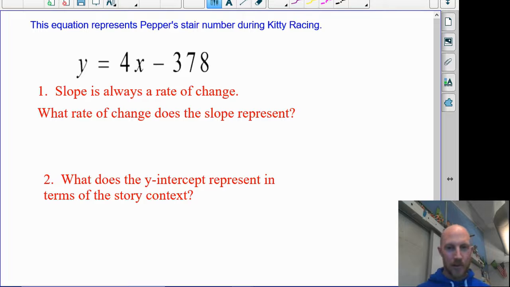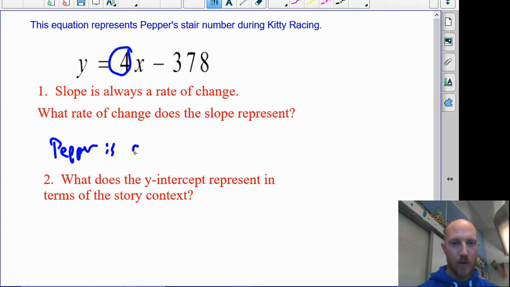Last example, again, they're not actually describing quite enough information that we need here for the kitty racing, but let's just assume it's going by seconds. So this equation represents Pepper's stair number during kitty racing, y equals 4x minus 378. Wow, big numbers. Slope is always rate of change. What's the slope this time? Well, it's that number attached to the x, so 4. Pepper is going up, since the 4 is positive.